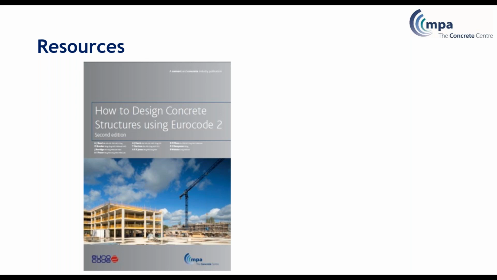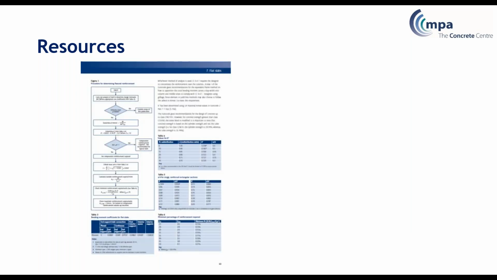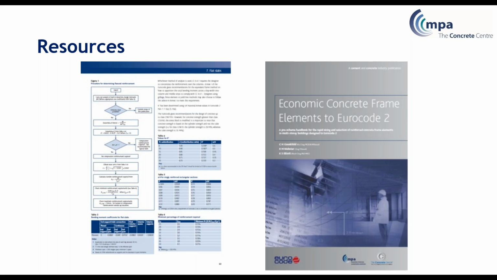So the ones that we think you would find particularly useful are How to Design Concrete Structures Using Eurocode 2. This is our how-to compendium, which has got some useful things like flow diagrams of how to do the design simply. And then the other one that we would recommend you look at is Economic Concrete Frame Elements, Eurocode 2. This gives you an idea for sizing, so if you don't know how big you should make it, have a look at the Economic Concrete Frame Elements book.